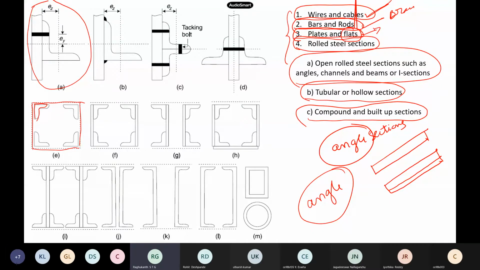But the only problem with angle sections is their eccentricity. They are basically unsymmetric on both sides. So this is their problem, and there are some tricks people use. Like last class, we saw one trick when you want to do welding for angle sections. That was a design trick: you do unequal welding such that the CG of the weld and the CG of that member coincide, to avoid other kinds of problems.